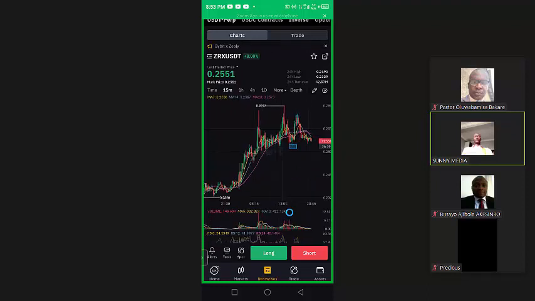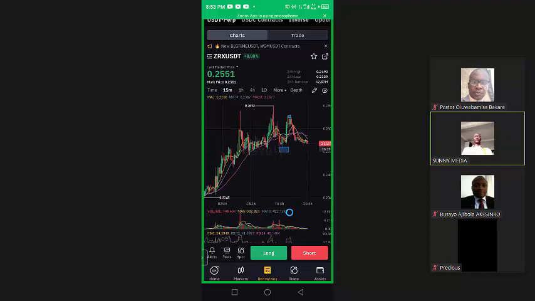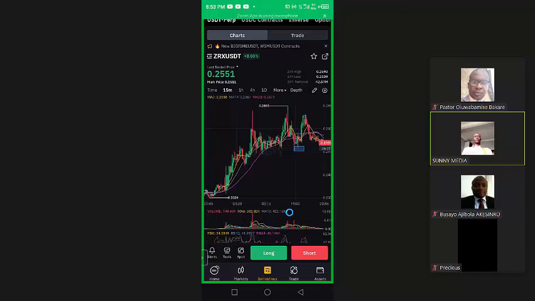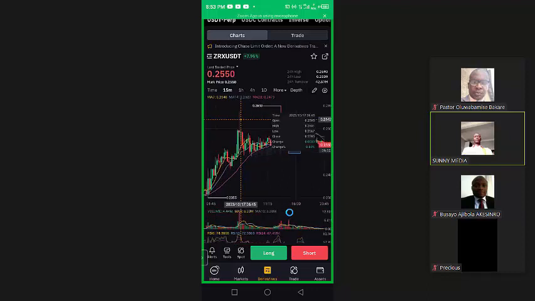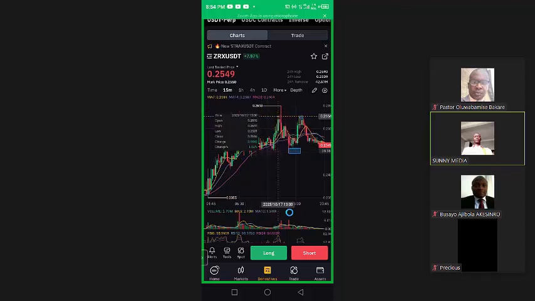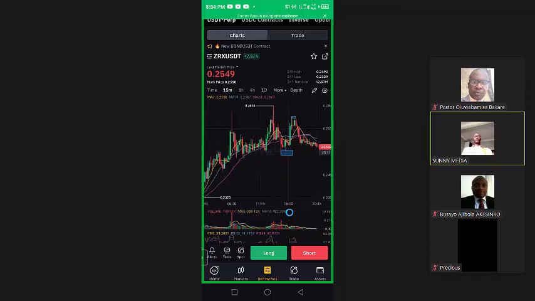Okay, this is a perfect zone as you can see here. First, you can see this big wick to the upside is what you should be looking at. Then it recovered and then still respected.